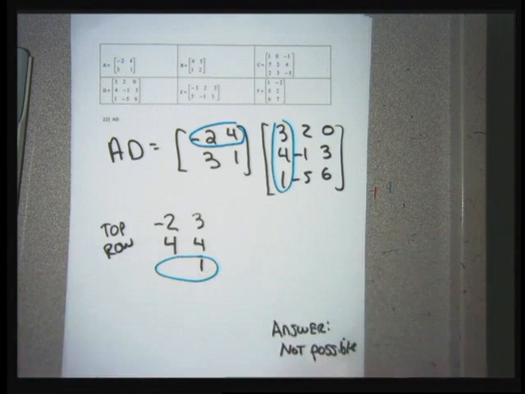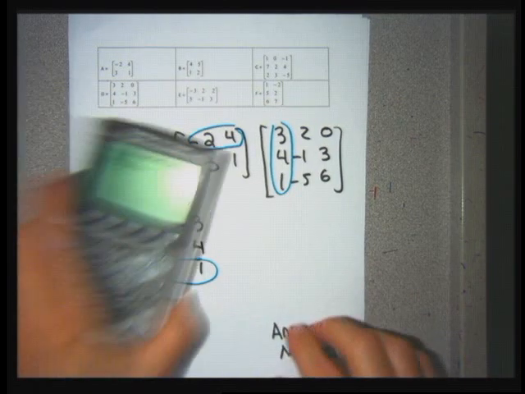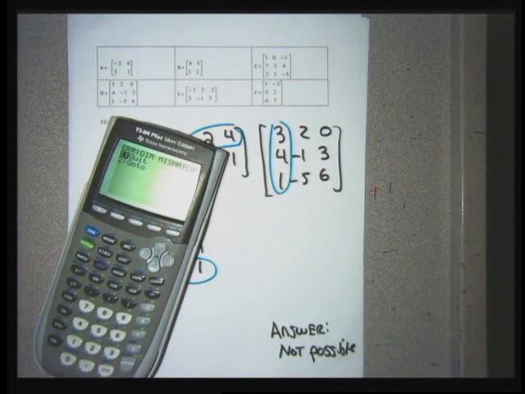Or you can show any of the turnings. None of the turnings would work properly. So that's the best situation. Again, my calculator tells me dimension mismatch means that these things don't fit well to multiply.